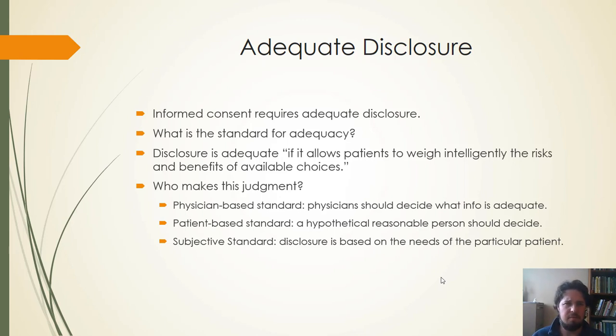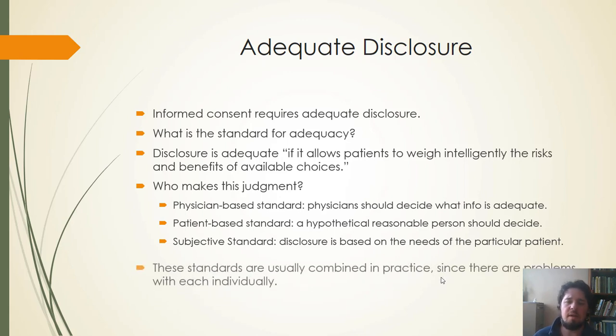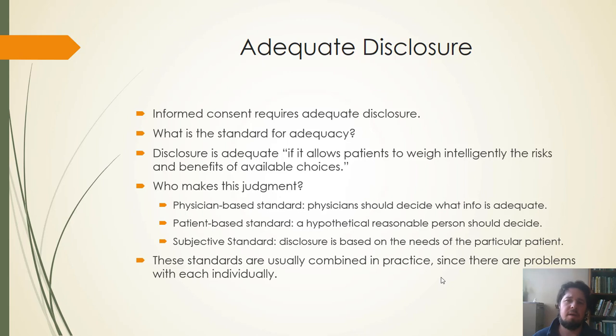But some people say that might give too much power to physicians. It may not respect patients. So then you get the patient-based standard, which says that whatever a reasonable person would deem adequate, that's what we should disclose. That can be difficult to judge, so you might have a subjective standard. Or some people may not fit that patient-based standard, and we should still respect that actual patient. And that gets us the subjective standard, which says that disclosure should be based on the needs of the particular patient. So these are 3 different standards. Usually in practice, they're sort of combined depending on the case.